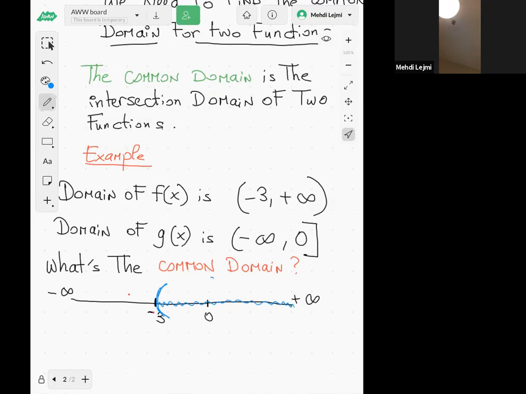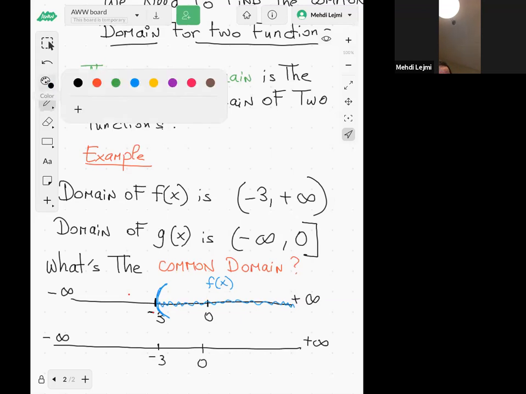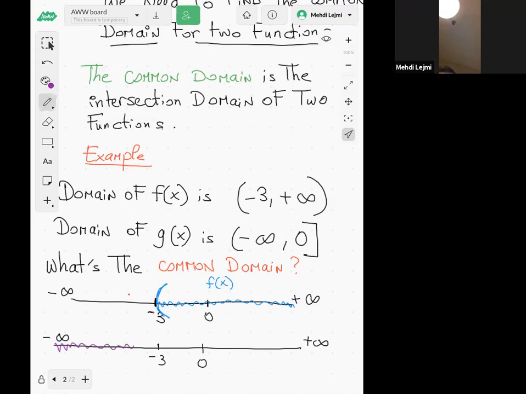This is the domain of f of x. Now the domain of g. I'm gonna draw another number line. Okay, domain of g. Let me put again negative 3 and 0 here. The domain of g is negative infinity to 0, 0 included. So negative 3 to 0. Right, so this is the domain of g. Yes, you're absolutely right.